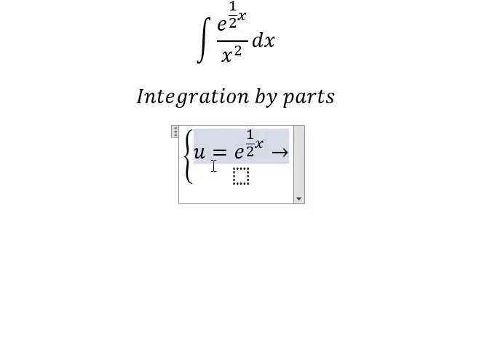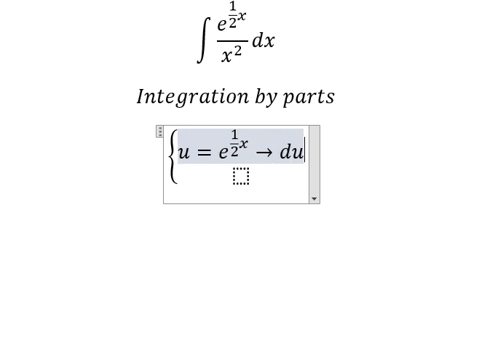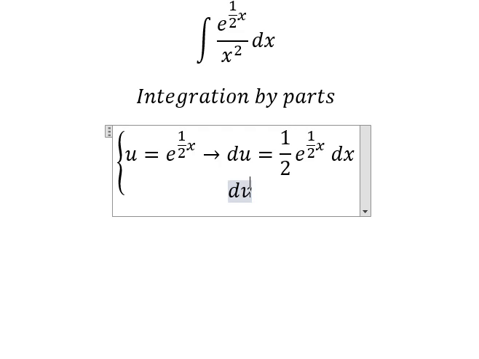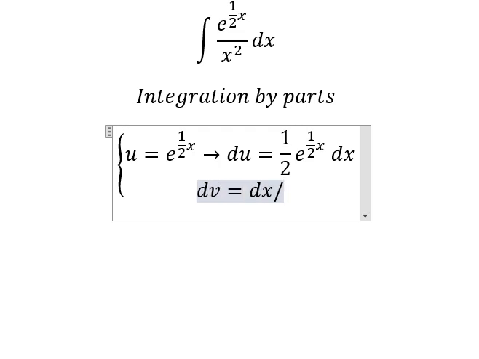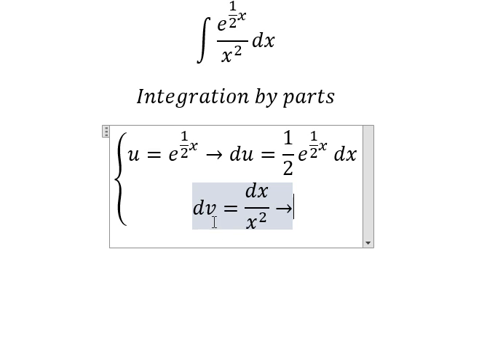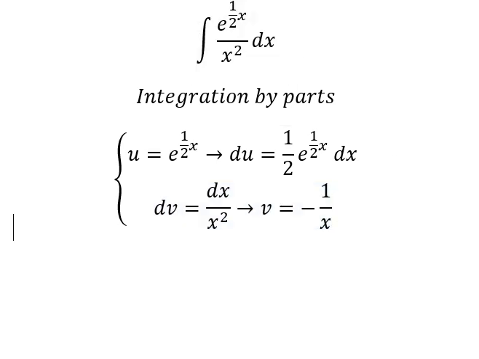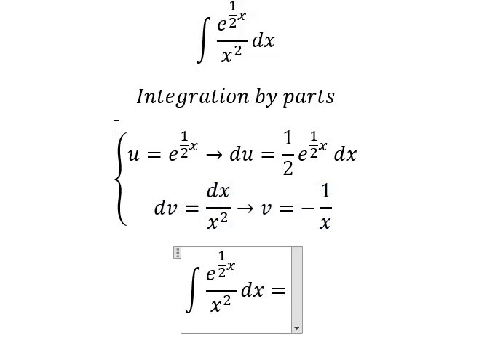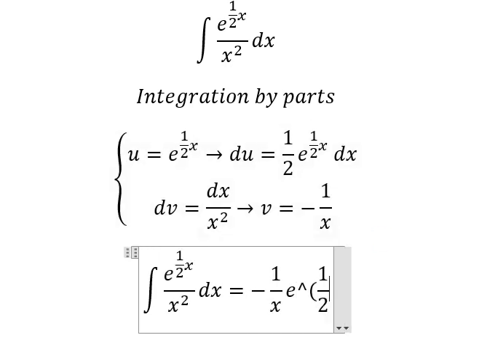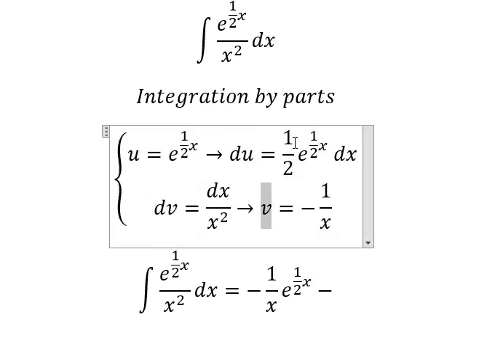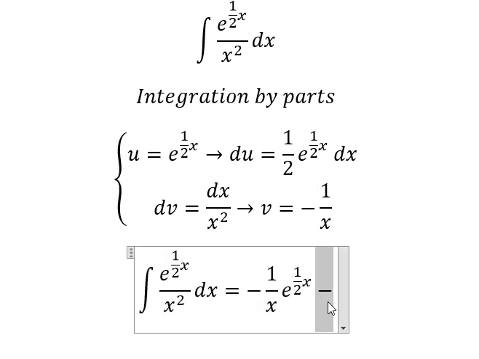Later, we need to do first the derivative for both sides. And we have like this. dv is ds over s squared. The integration of this one is v equals negative 1 over s. So we have u multiplied by v, minus we have u multiplied by v. So 1 over 2 with the negative, we have positive.